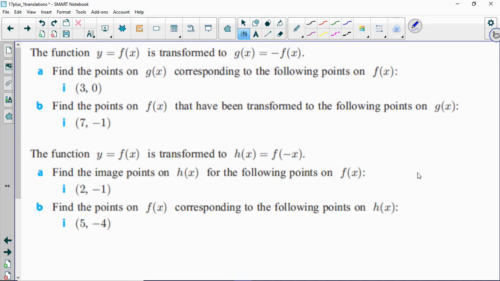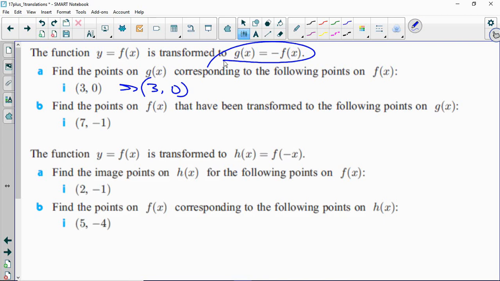So we've got the point 3, 0 here. What's the transformation that we're undergoing here? It's going to be negative f of x, so it means it's going to be a vertical reflection. The y value is just going to change sign. What does that mean? That means 3, 0 stays at 3, 0. Trick question, didn't change at all. Letter B.